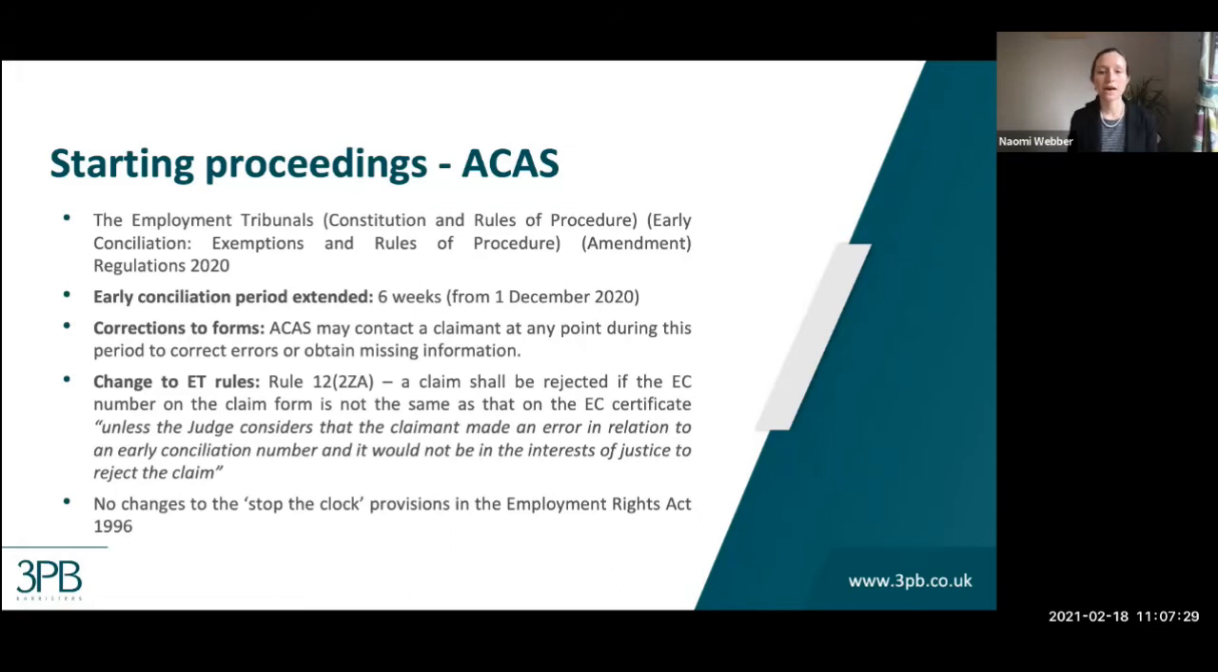So this means now that a claim form will be rejected if no number or the incorrect number has been provided, unless a judge considers that the claimant has made an error in relation to an early conciliation number and it would not be in the interest of justice to reject that claim. So this is going to be quite a useful rule for claimants to rely on where they've made an innocent mistake, and hopefully will allow a way to move forward with the claim in these cases. So those are some simple points in relation to the ACAS process.